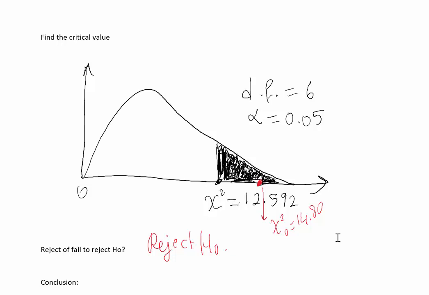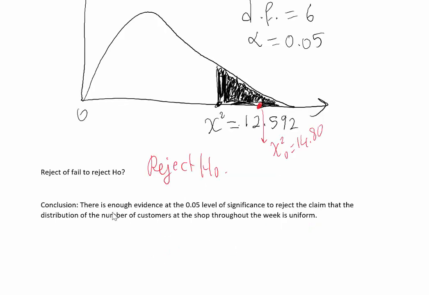Now I'm going to show you how to do this question using the calculator. So as you can see, there is enough evidence at the 0.05 level of significance to reject the claim that the distribution of the number of customers at the shop throughout the week is uniform, meaning that we can conclude that the distribution is not uniform. So that means we don't get the same number of customers each day.